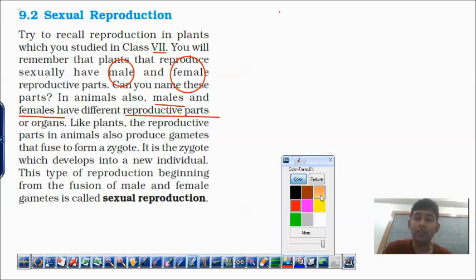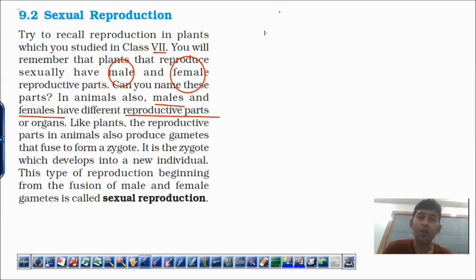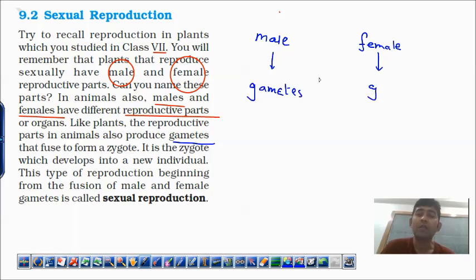But before that, some words which you need to understand. What does a male generally give? And what does a female generally contribute? That thing is called gametes. Gametes. Male gamete, female gamete. In common words, male DNA. We all are made up of DNA, and male gamete means male DNA, female gamete means female DNA.